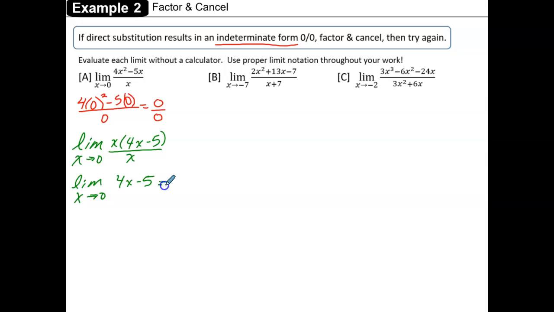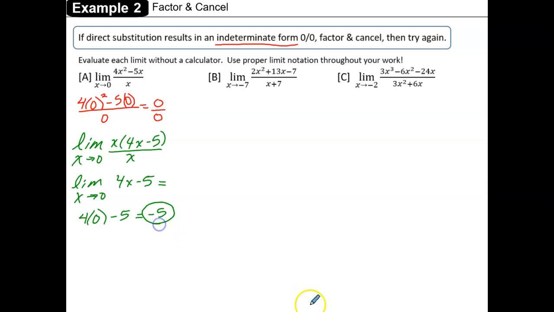Remember from our unit on rational functions that when you cancel a common factor like that, it creates a hole in the graph. So now we know our graph would have a diagonal line with a hole in it at x equals 0. So now as we approach that hole from the left and the right side, we can find the value we're approaching by direct substitution. So 4 times 0 minus 5 is equal to negative 5.